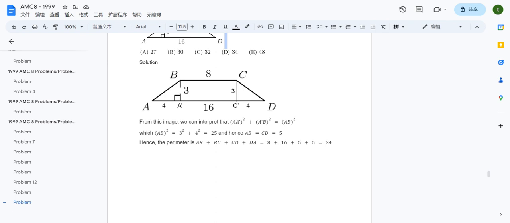In this case, we find AB is 5, BC is 8, CD is 5, and AD is 16. So we are able to get AB plus BC plus CD plus DA. In this case, we get 8 plus 16 plus 5 plus 5, which is going to be 34, which is going to be the final answer.